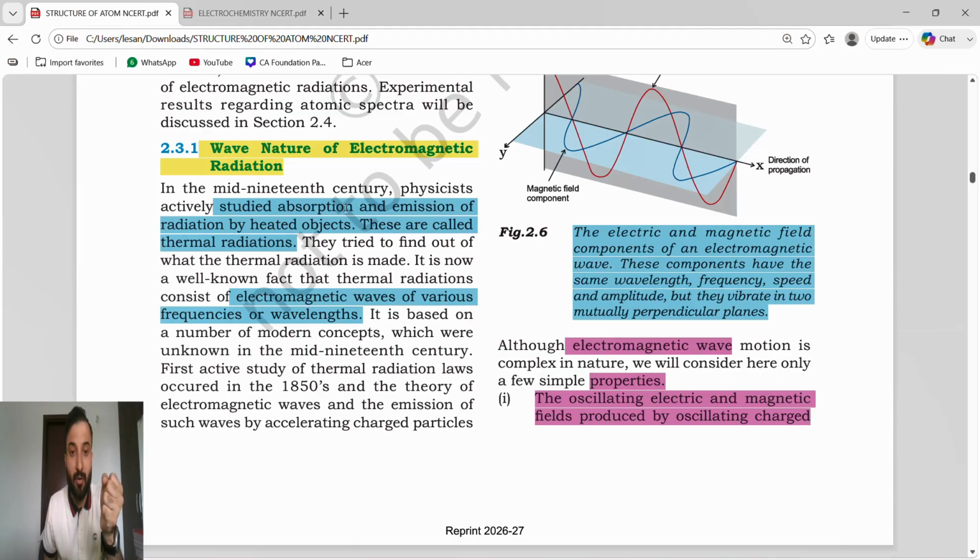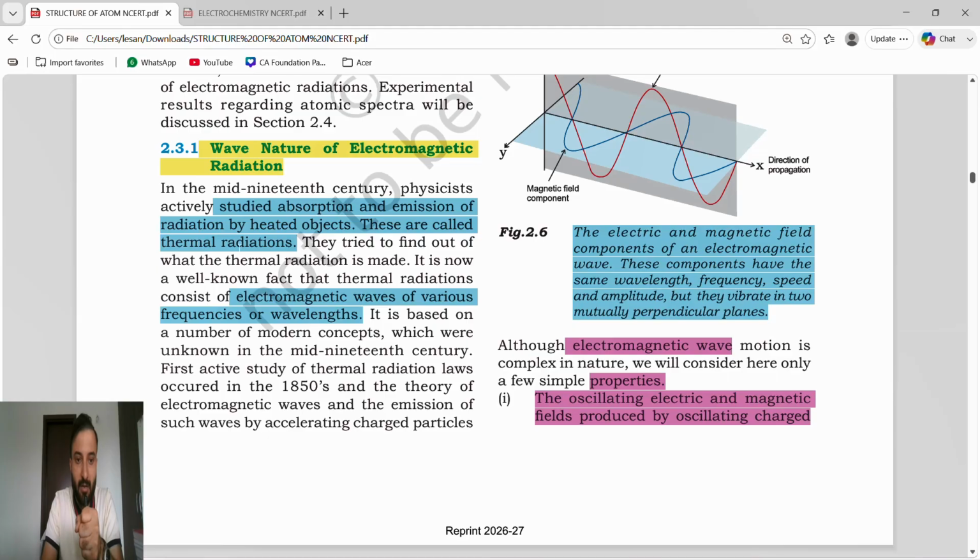After absorbing, what will it do? Emission of radiation. Once it absorbs the heat, it will do an emission of radiation. Correct? What radiation? Emission of radiation by a heated object, because once it absorbs the heat, it becomes heated, so it's called a heated object. So absorption and emission of what? It will absorb and then emit the radiation by the heated object.